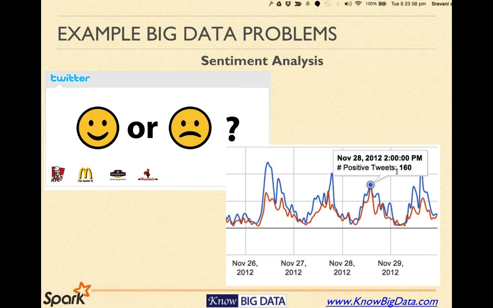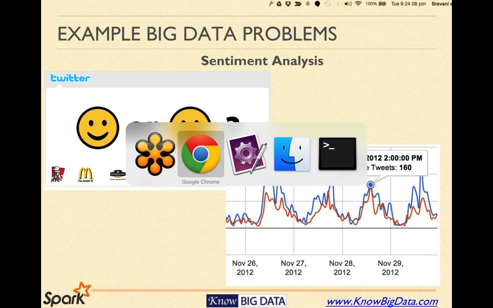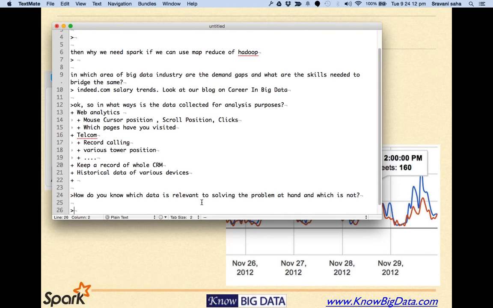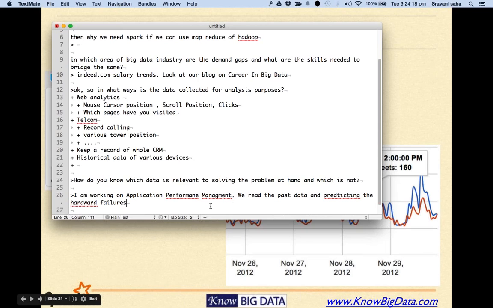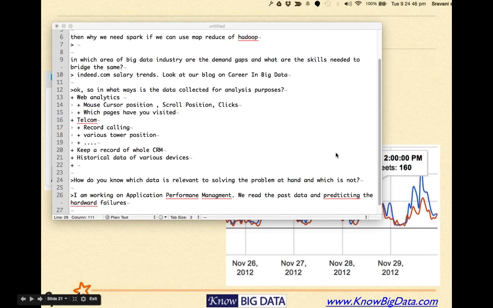All right, we have got Santosh's question. I'm working on application performance management. We read the past data and predict the hardware failure. Awesome, great. So in the earlier days, the historical behavior of the hardware was not that important, so we never recorded it. But if you see these kinds of brilliant tools which Santosh is talking about, then you will realize that no data is useless. All right. Thank you, Santosh. Great.